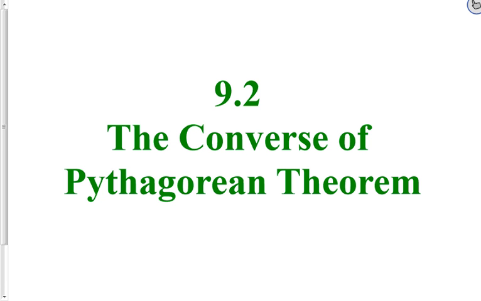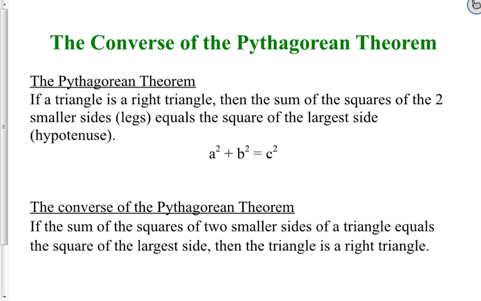All right, today, section 9.2, the converse of the Pythagorean theorem. So the Pythagorean theorem itself states, if a triangle is a right triangle, then the sum of the squares of the two smaller sides, which we know are the legs, equals the square of the largest side, which we call the hypotenuse. We often refer to the Pythagorean theorem as a squared plus b squared equals c squared.